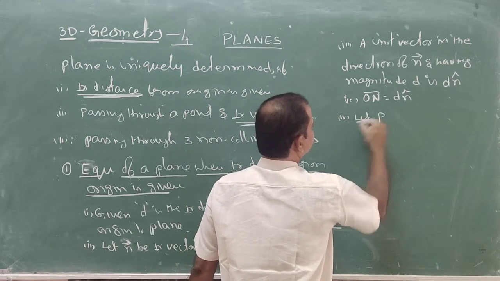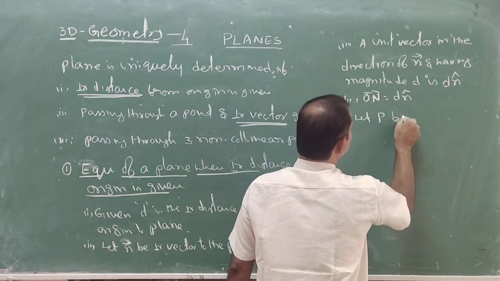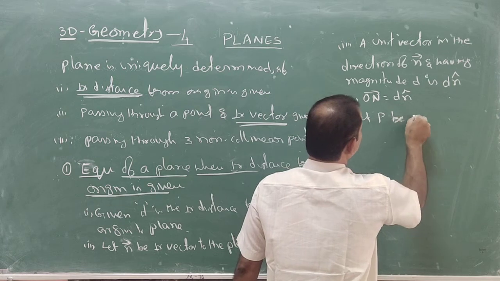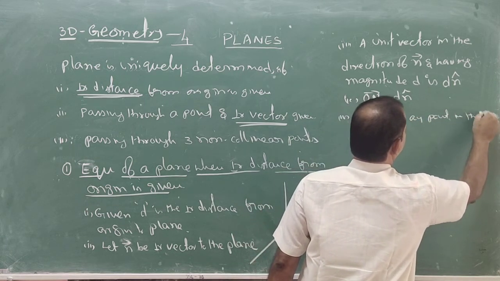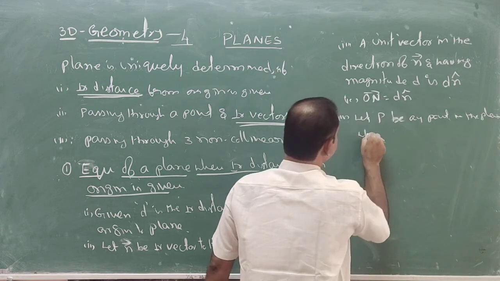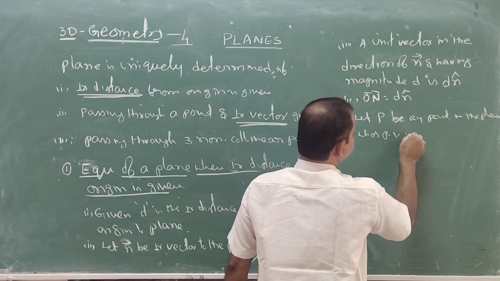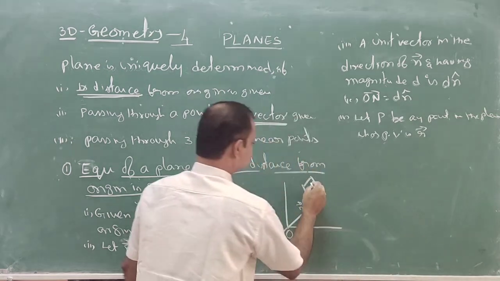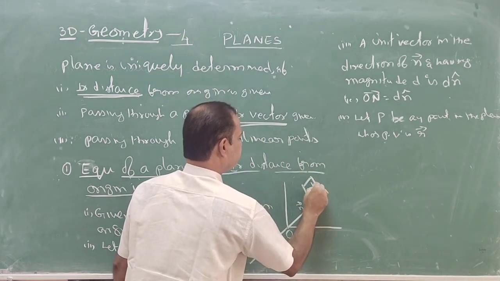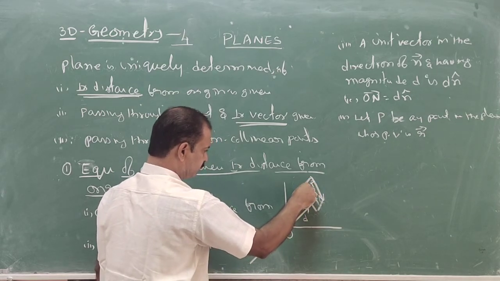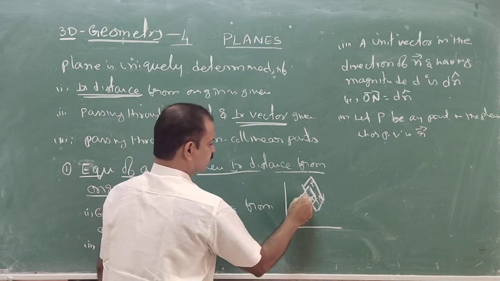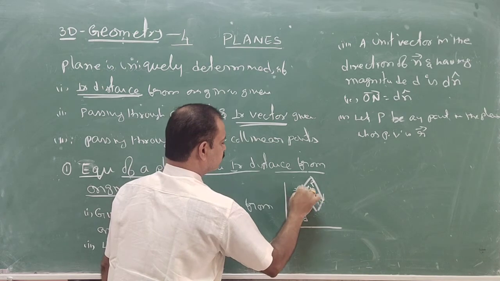Next, the fourth point. Let P be any point in the plane whose position vector with respect to the origin is r.